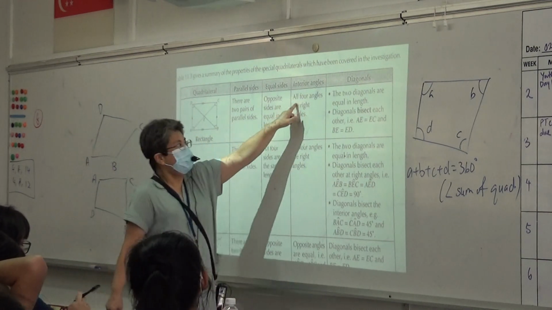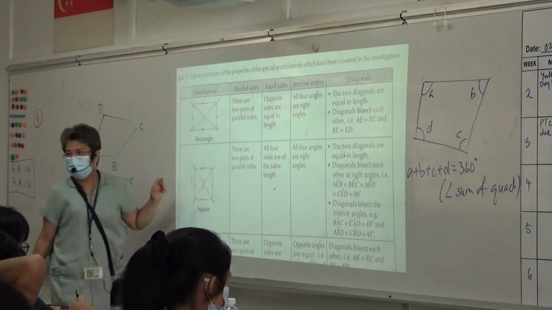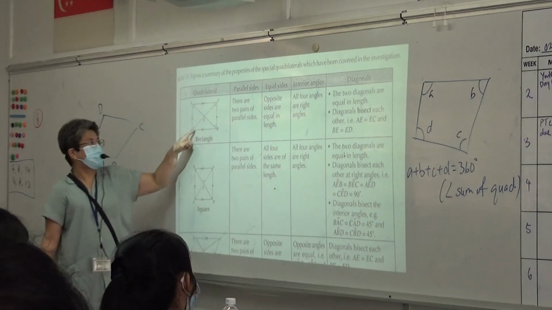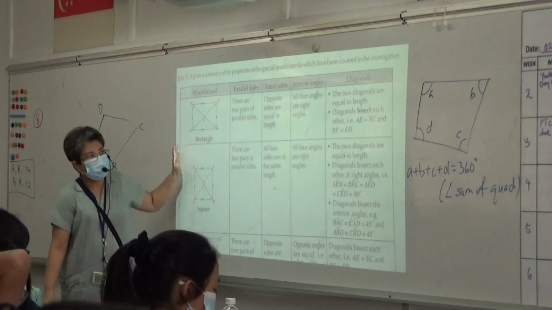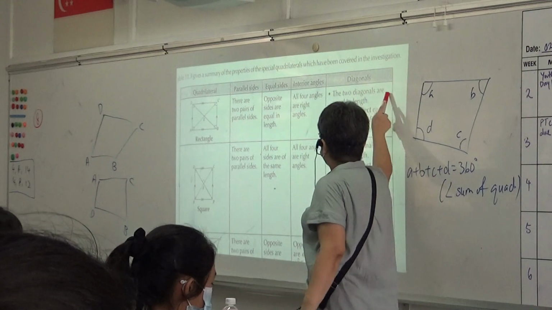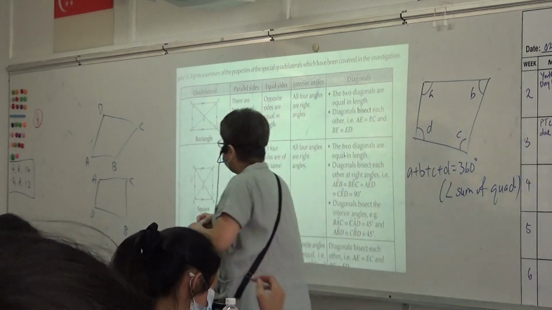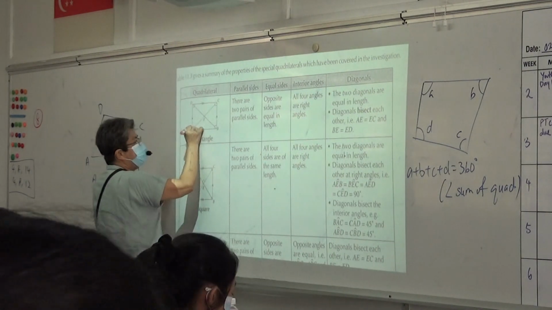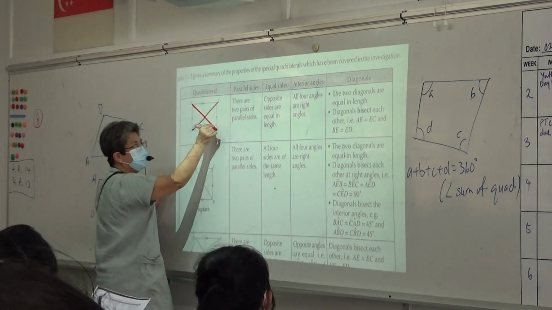Now, all four angles are right angles. For it to be a rectangle, all four angles must be 90 degrees. Then this is the important one, the diagonals. The two diagonals are equal in length. All of you look up here, what does it mean? That means this length must be equal to this length. You can see it?